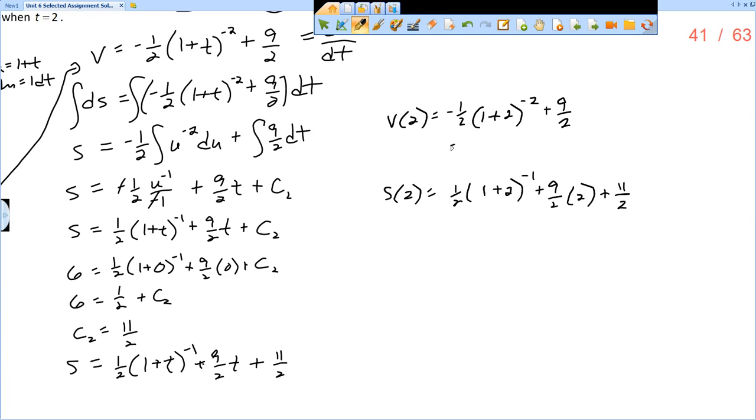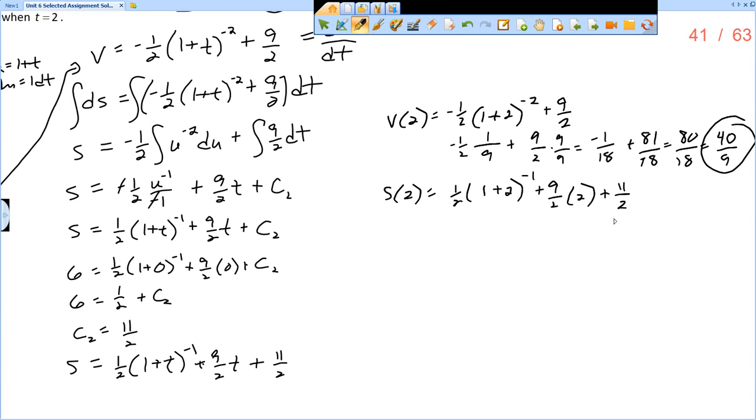And so now I get negative 1/2 times 1 plus 2, that's 3 to the negative second. That would be 1 over 9 plus 9 halves. All right. And so now I need a common denominator. So I'm going to multiply this by 9 over 9. So my common denominator is 18. So I have negative 1/18 plus 81 eighteenths. And so I get 80 eighteenths, which is divisible by 2. So I get 40 ninths. So v of 2 is 40 ninths.